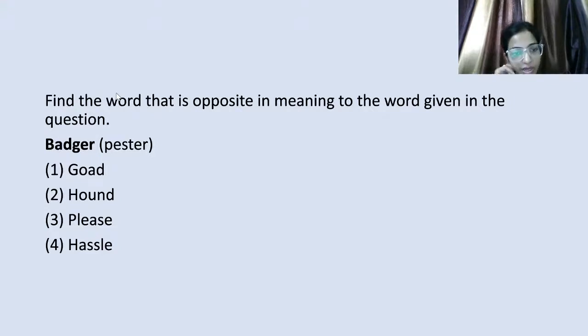The next word is please. To please means to make somebody feel happy. So this please is not "please do this for me, please pay attention." This is the verb please, which means to appease someone, to make someone feel pleasant, good. So this is right opposite to badger. So this is the correct option, 3. But I'll also cross check with the fourth, as I said, please be careful.